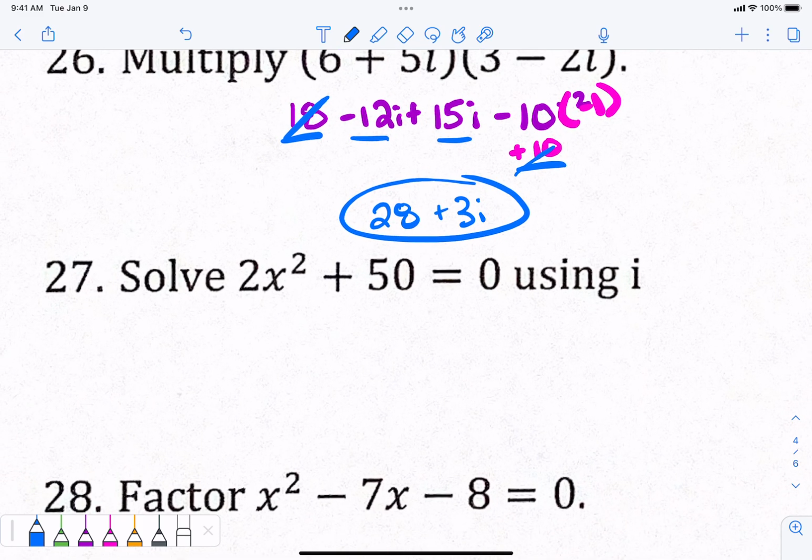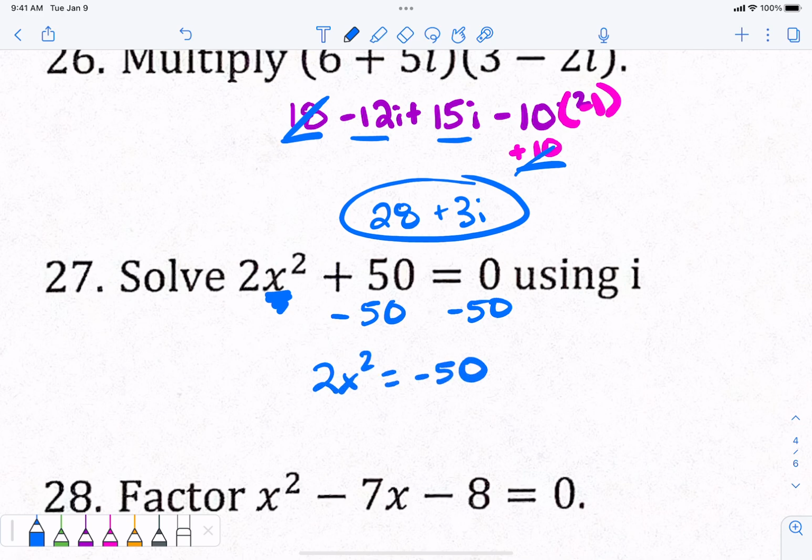All right, 27, solve using i. Okay, we're solving for x, which means we're trying to get x by itself. Now, notice that that is not a trinomial, so we don't break it down. Let's subtract the 50 over. 2x squared equals negative 50. Okay, then what?